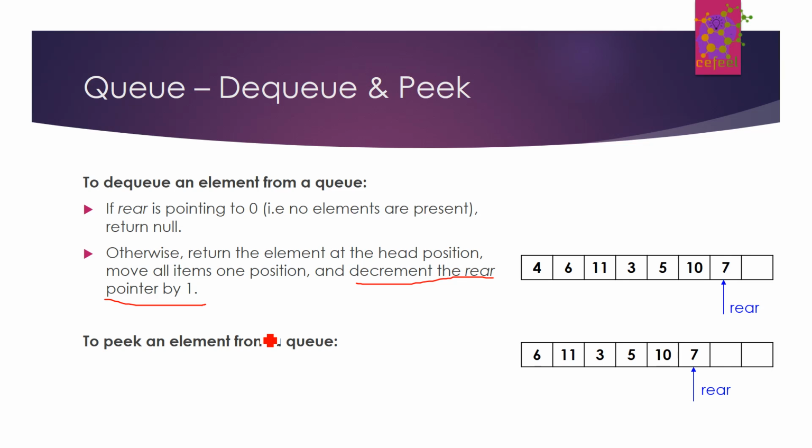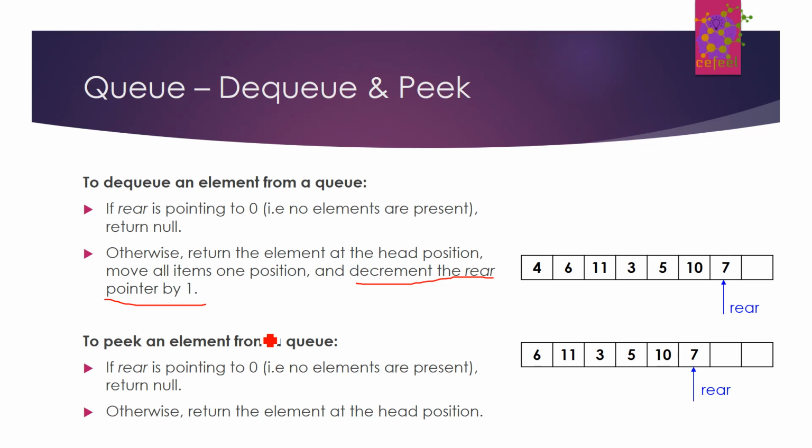Cool. Now similarly, the peek operation does the same thing as dequeue, but it doesn't remove the item. We just look for the item and then return it, or see the value. Here again we need to check if there are items in the queue. If rear is pointing to 0, then we return null, otherwise we just return the element at the head position. Remember, we don't remove the element at the head position, and hence we don't need to move the items, or even adjust the rear pointer.